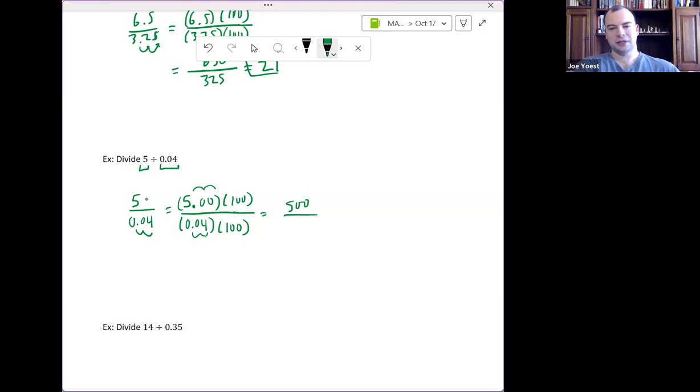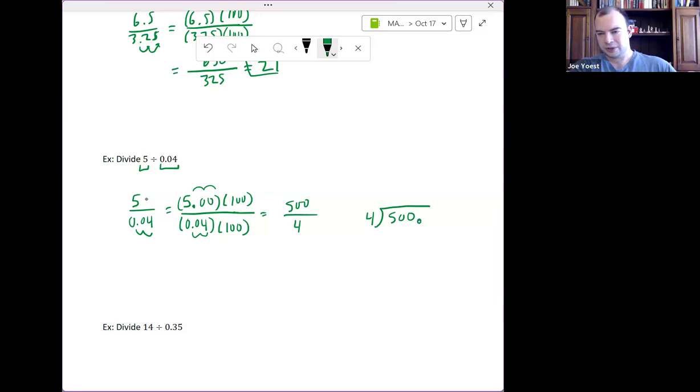And then 0.04 times 100, we move the decimal point 2 places to the right. That gives me a 4 in the denominator. What is 500 divided by 4? Maybe you can kind of figure this out, or maybe we can divide out some factors. But if we wanted to, we can go over to long division. This is probably not the most efficient way here. Probably dividing out a couple of factors in our fraction would be the better way to go, but just showing that we could do this if we wanted to.